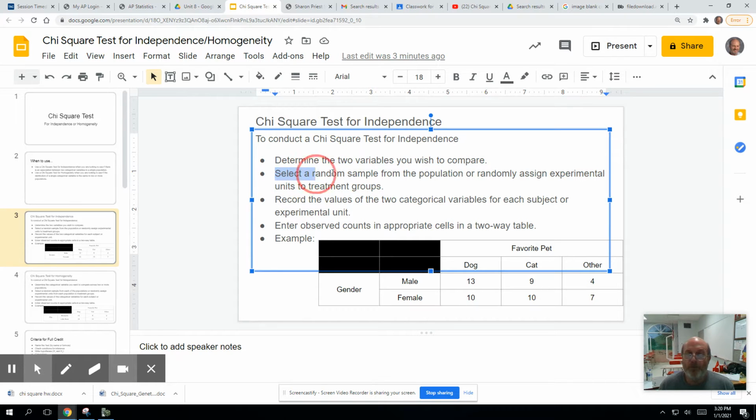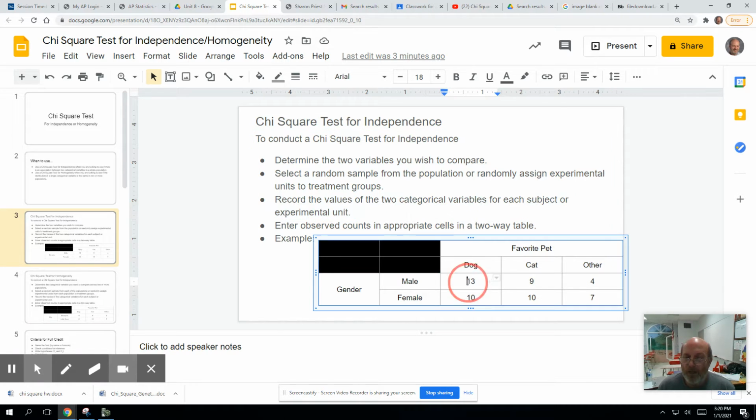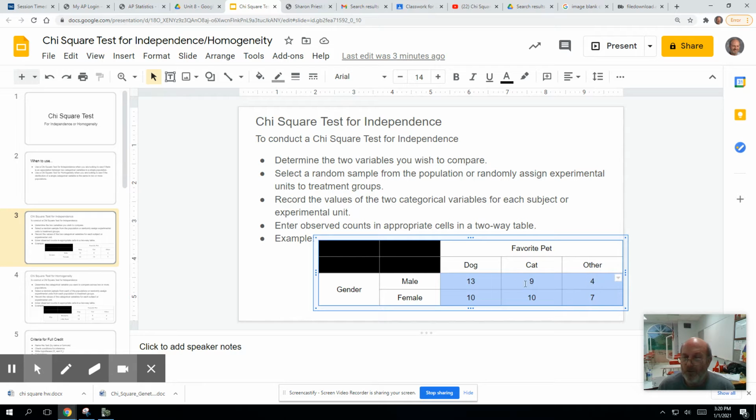We're going to select a random sample from a population, or we would randomly assign experimental units to treatment groups. Then we're going to record the values of the two categorical variables for each subject or experimental unit. These observations are coming from a survey of our experimental units, or our subjects in a sample. And these are always going to be counts. That means these are always going to be whole numbers.